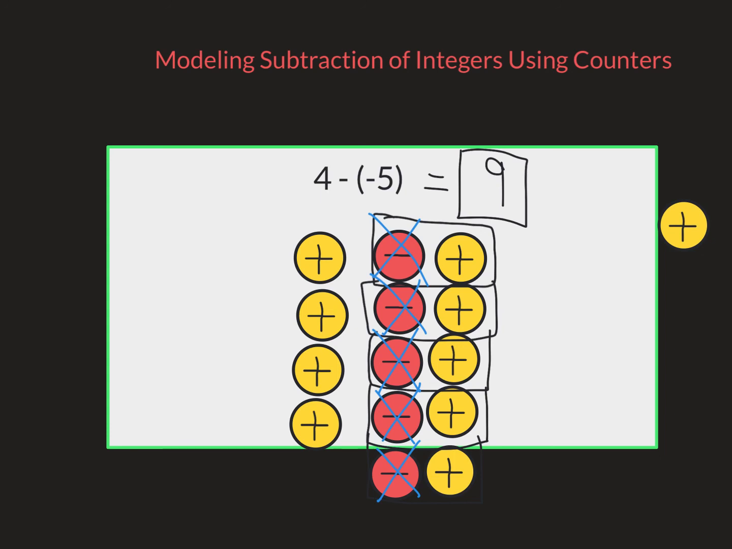Okay, and with the chip counters, I really like using zero pairs. I like it a little bit better than number lines, but we will look at number lines too, and maybe some of y'all, that'll be your better way of getting it.